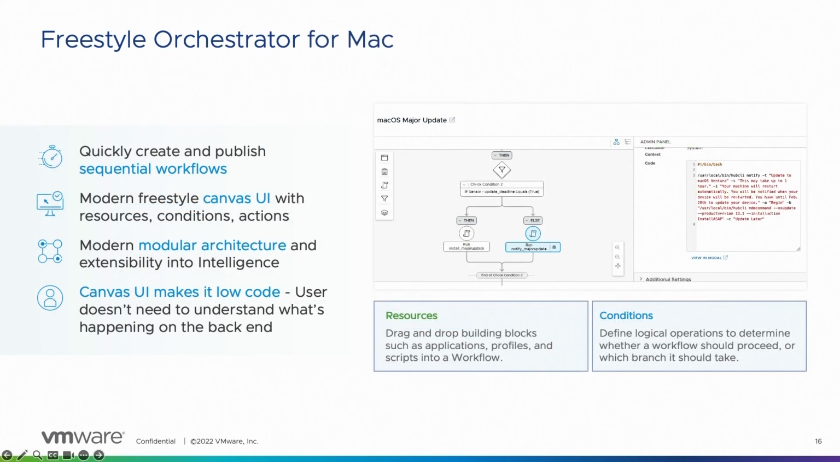So there's several components to a workflow defined in Freestyle Orchestrator. First are resources. They are the configuration building blocks. So think of an app, or a script, or a configuration profile. That is an individual component within your workflow. So that would be a resource, your app, for example.